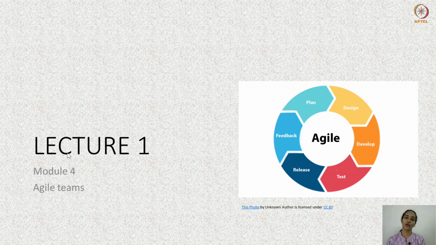In this module, we will be looking at two different kinds of contemporary teams, agile teams and remote work teams. These two teams have been clubbed together because they have arisen primarily in response to the demands of work. So, let us first go to agile teams.